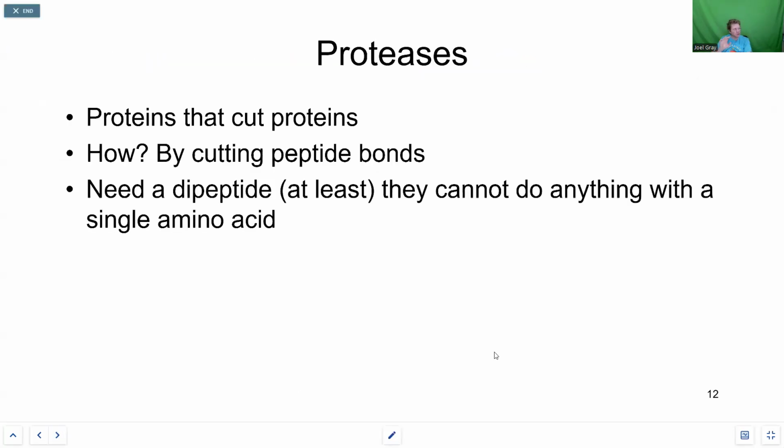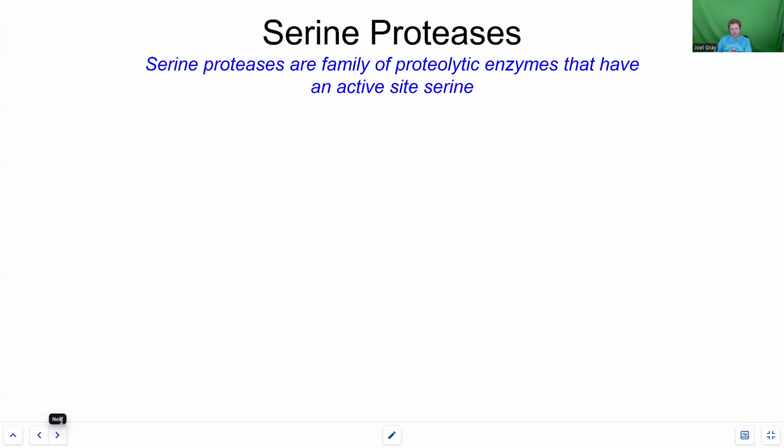Okay. Next up, I just want to introduce these a little bit. Proteases. Proteases are a class of enzymes that cut proteins. They cut peptide bonds. Now, they need to have a dipeptide, so they need to have two amino acids in order to cut it. Now, proteases, they can be classified into different groups. Serine proteases are a family of proteolytic enzymes that have an active site serine. What amino acid do you think is present in an aspartic protease's active site?